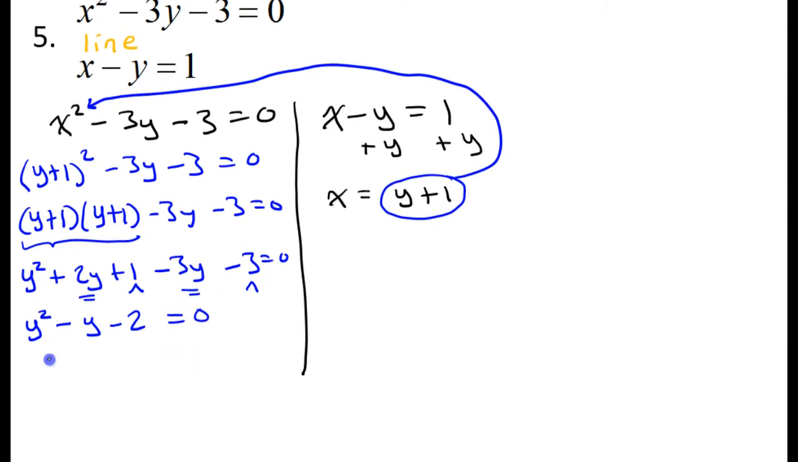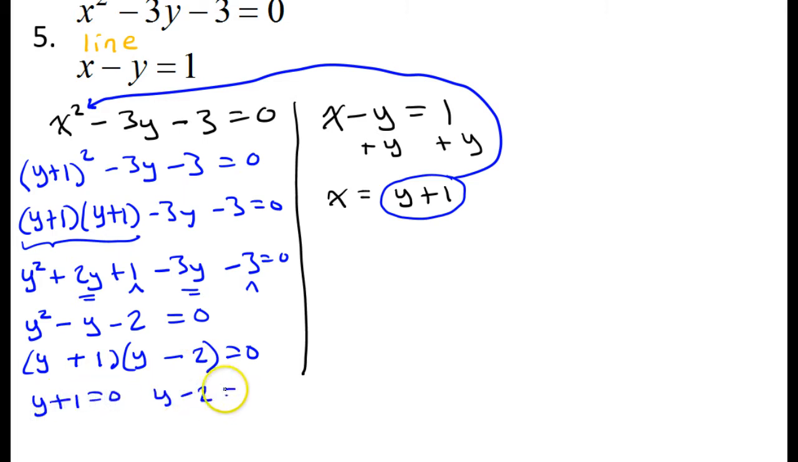This is likely factorable, so let's try. Y squared is y times y. 2 is 1 times 2. If I make this one positive and this one negative, the inner and the outer will make negative 1y. So this is factored correctly. We can find solutions by setting each factor equal to 0. Subtracting 1 from both sides, we have y equals negative 1. Adding 2 to both sides, we have y equals 2.